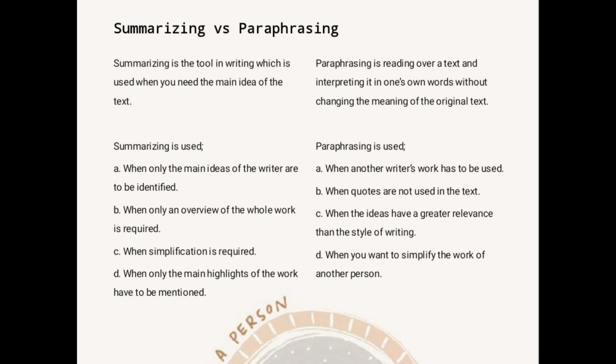Focus on interpreting. And then summarizing is used when only the main ideas of the writer are to be identified. And the second, when only an overview of the whole work is required. And then when simplification is required. And the last is when only the main highlights of the work have to be mentioned.